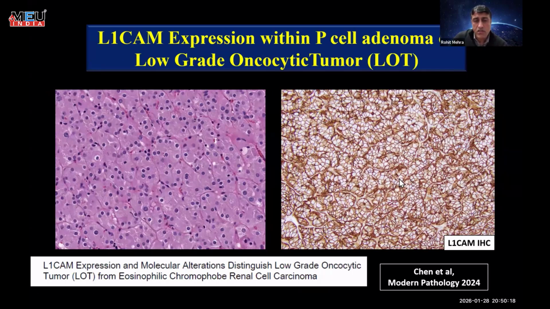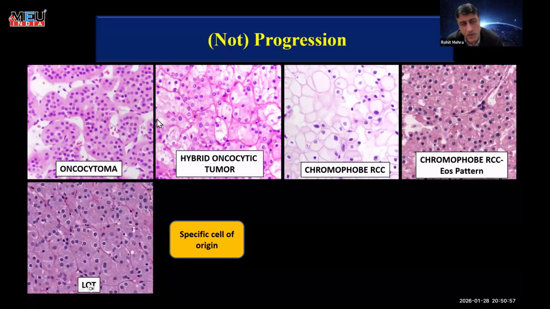We have also seen L1-CAM expression in this recently described entity, which is called low-grade oncocytic tumor, or another proposed name is principal cell adenoma of the kidney. These tumors tend to have dysfunction of the mTOR pathway with mTOR activating mutations. And at the microscopic level, these tumors show a nested appearance, eosinophilic features, subtle perinuclear halos. A lot of these tumors were called eosinophilic pattern of chromophobe or perhaps oncocytoma in the past. But these tumors are L1-CAM positive, CK7 positive, CD117 negative, and these are known as low-grade oncocytic tumors of the kidney.